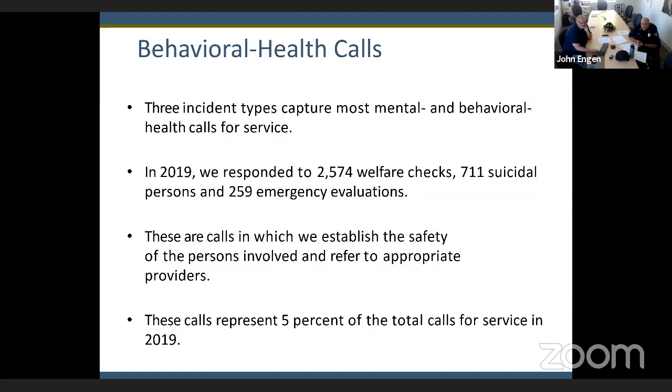So let's talk about the behavioral and health related calls that we've responded to in the city. And this goes to discussion about the mobile crisis team and our crisis intervention training component. So most of those incidents are captured under three types of calls: welfare checks, suicidal persons, and emergency evaluations. So you can see that in 2019, there were 2,547 welfare checks, 711 suicidal persons calls, and 259 emergency evaluation calls.